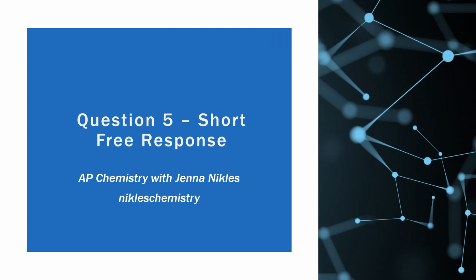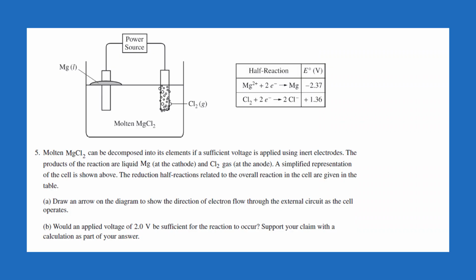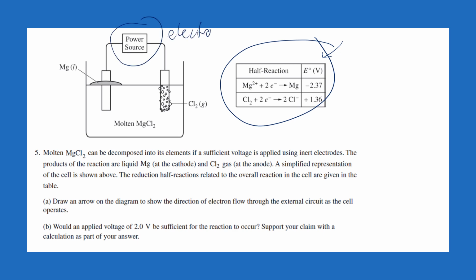Now let's look at the next short free response question, question 5. This one is a redox question, and I can tell right away because they gave us half reactions with the voltage. Okay, so molten magnesium chloride can be decomposed into its elements if a sufficient voltage is applied. So this one, they give us a power source, so that's how you know it's electrolysis.